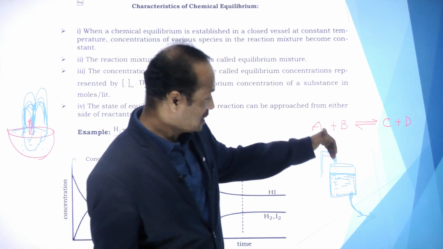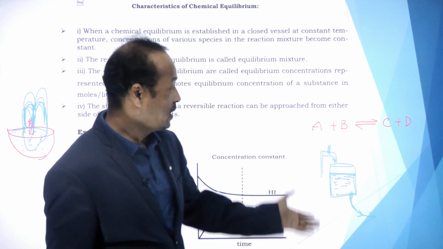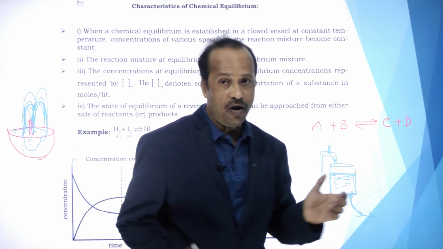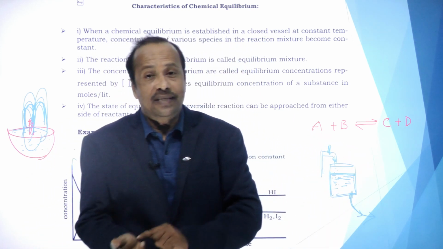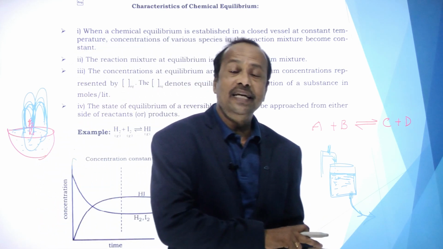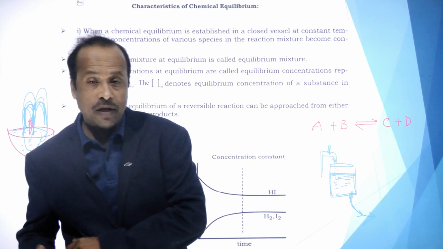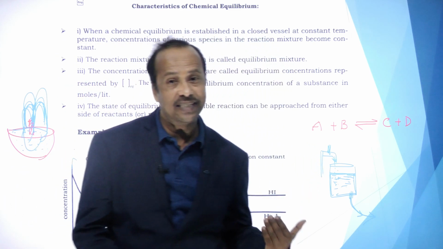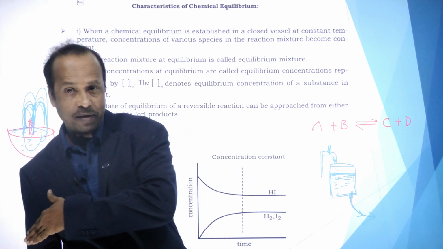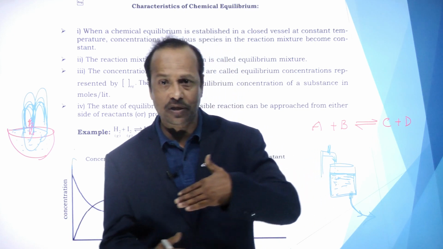So here water is coming into the tank and water is going away from the tank, both are equal. So here also, A and B are reacting to form the products C and D. But as it is a reversible reaction, C and D react with each other, again forming A and B. A and B forming the products is called the forward reaction, and C and D forming A and B is the backward reaction. So here both the reactions are taking place.